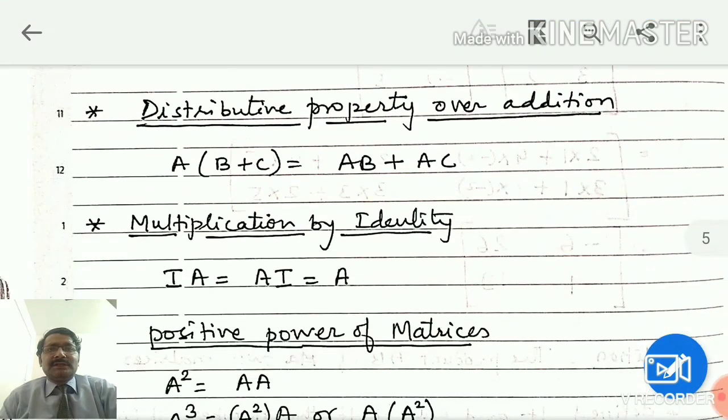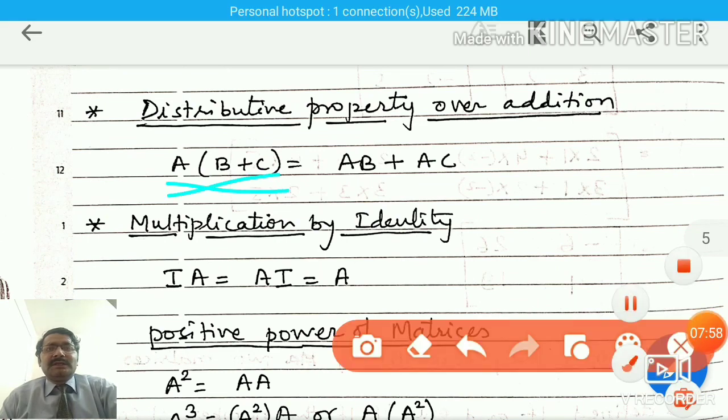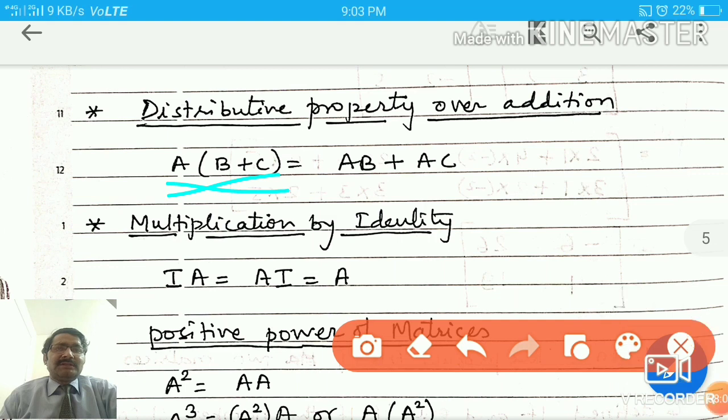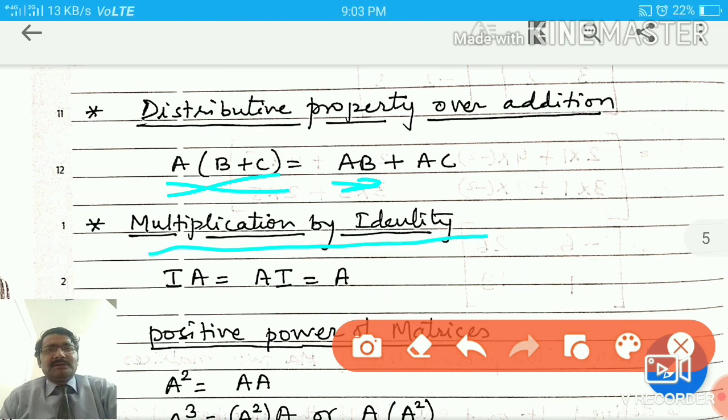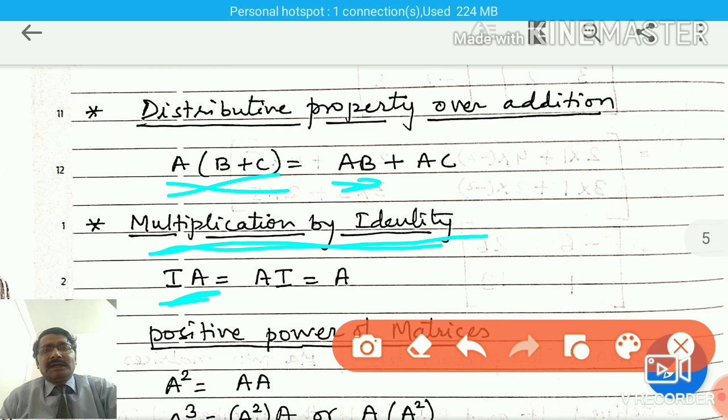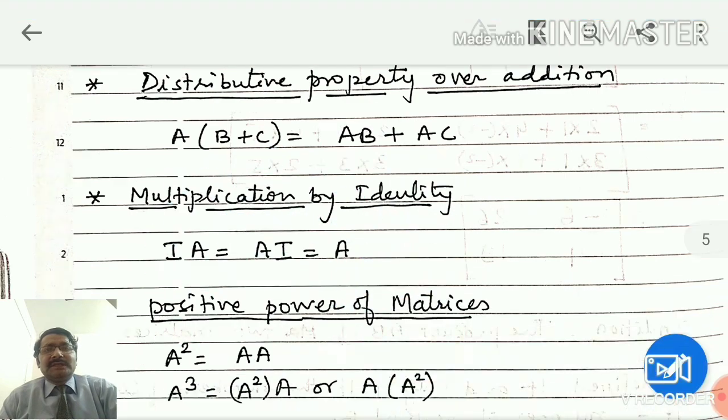Distribution property: if you have A bracket B plus C, meaning A multiplied by B plus C, then this will be equal to AB plus AC. Multiplication by identity: A into I and I into A will both be equal to A, that will be the same.